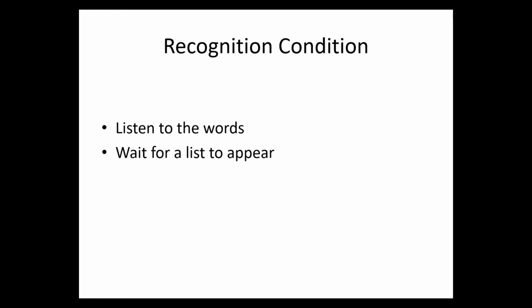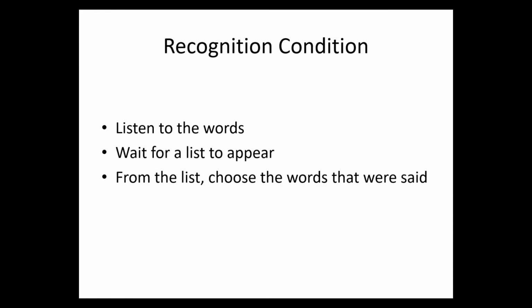The next 2 lists are recognition conditions. So you won't have to write out all the ones you can remember. You will just have to say yes or no to whether a few options that I present to you were on the original list or not. So we'll listen to the words, we'll wait for a list to appear, and then from the list we will say yes or no to each item as to whether or not it was in the original list.